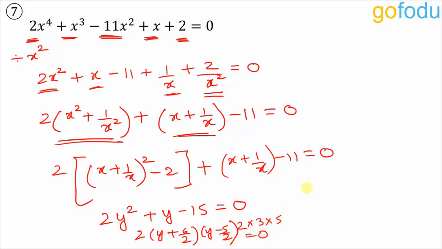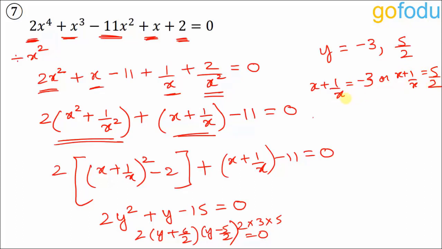equal to 0. So the values of y satisfying this will be y equal to minus 3 and y equal to 5 by 2. So for y equal to minus 3, we'll get the equation as x plus 1 upon x is equal to minus 3, or x plus 1 upon x is equal to 5 by 2. From here, we can frame a quadratic equation. x square plus 3x plus 1 is equal to 0.